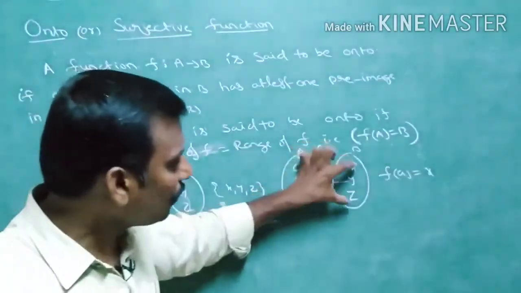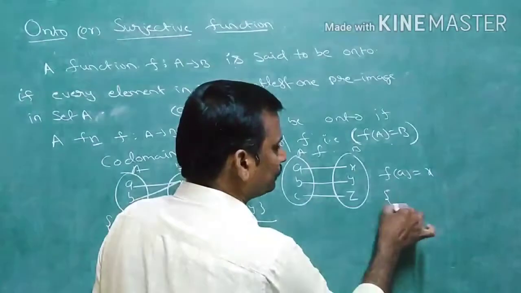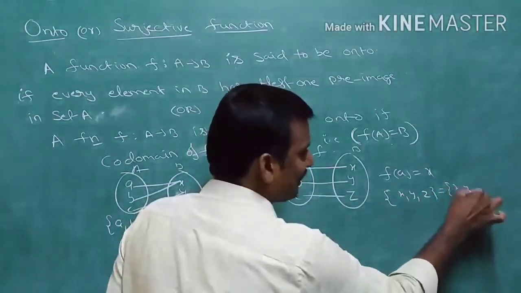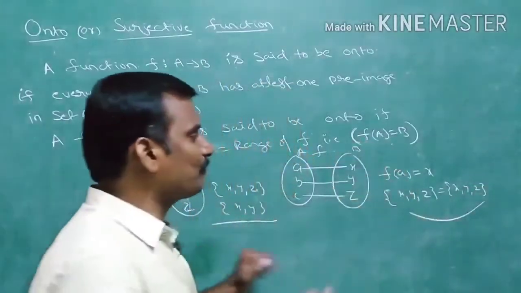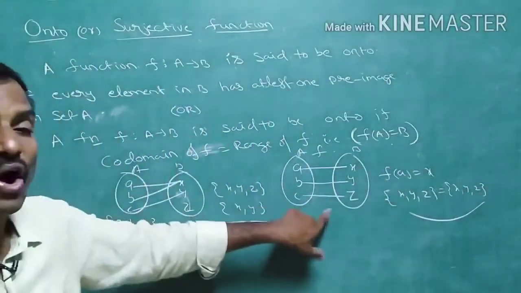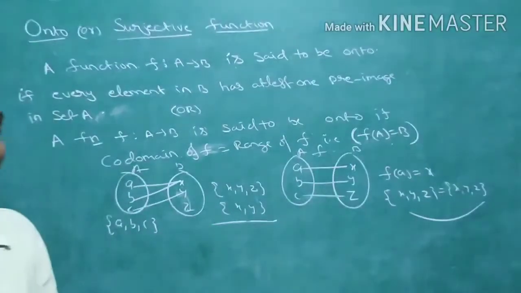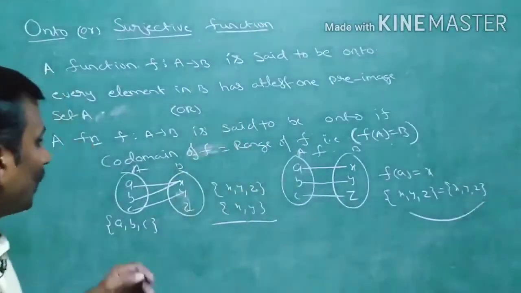Here, codomain is XYZ and range is also XYZ. Codomain and range both are same. This is the onto function. I think another definition first for onto function.